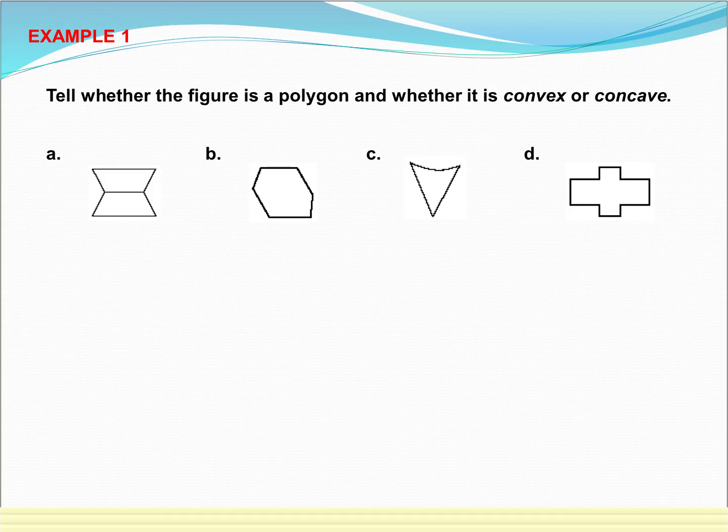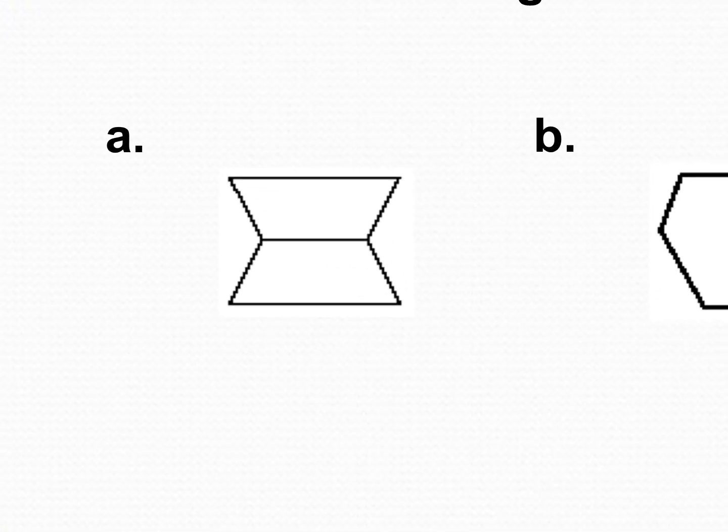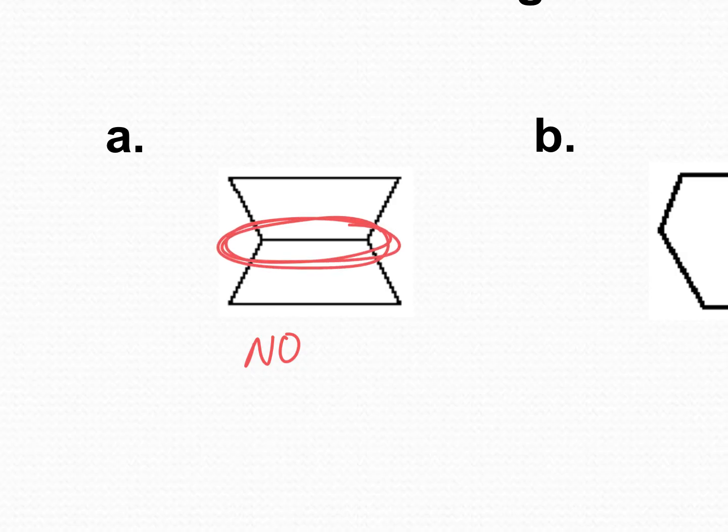All right, let's go ahead and do these together. It says, tell whether the figure is a polygon and whether it is concave or convex. So looking at A, is this a polygon, yes or no? This one tricked some people. Yes or no? No. This is not a polygon. Why is it not a polygon? Because of this right here, this little intersection.